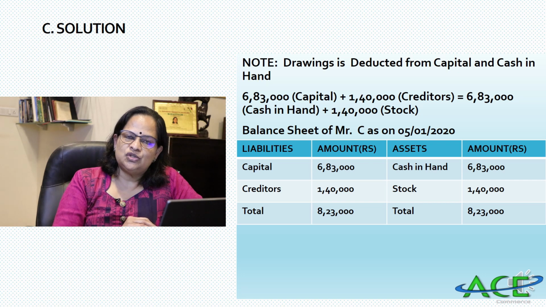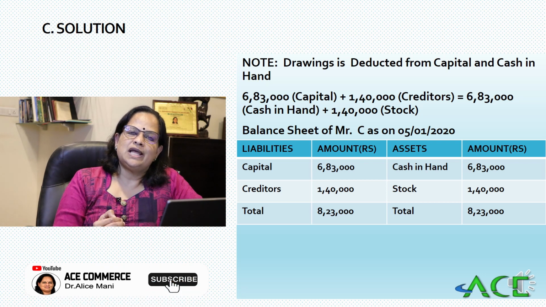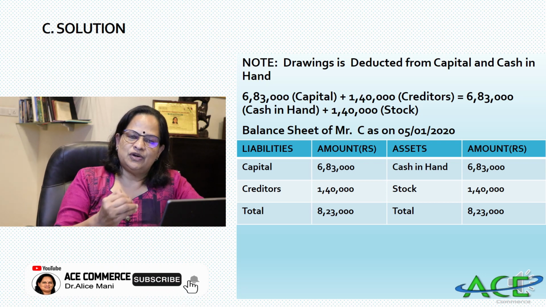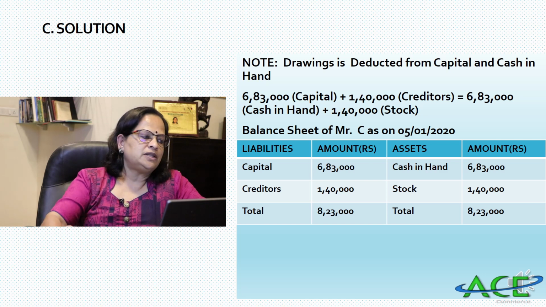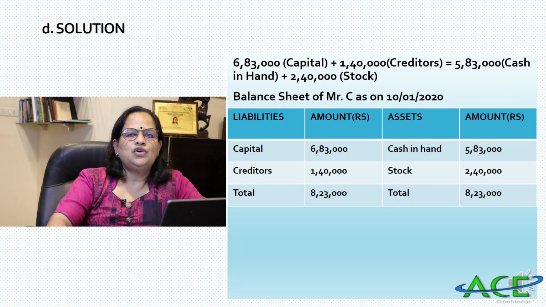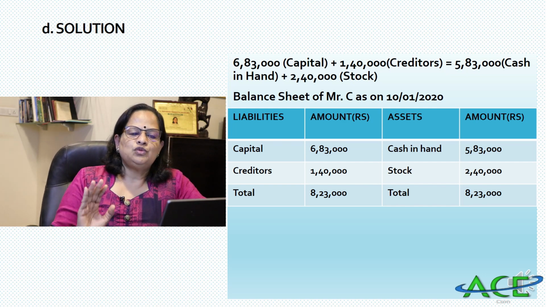So asset side also there is a change, liability side also. So capital 6,83,000 and creditors 1,40,000. That will be on the liability side. Asset side, cash in hand 6,83,000, stock 1,40,000. So total is 8,23,000. Now the fourth transaction is goods purchased for cash, value worth 1 lakh.